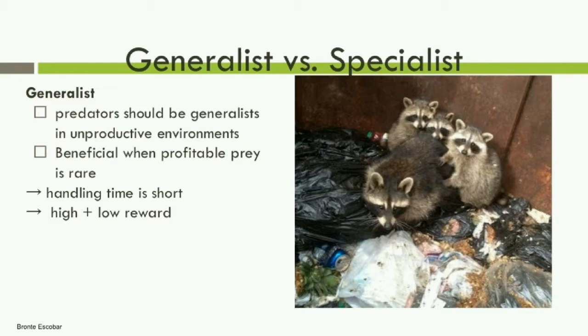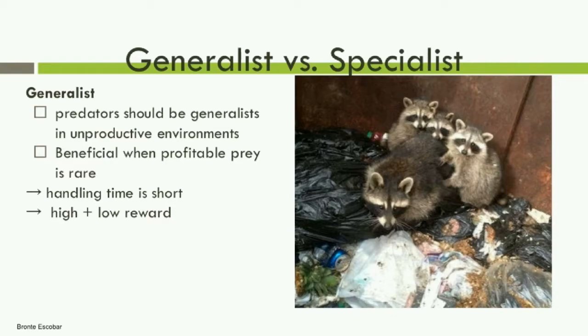Generalists thrive in a variety of environments, and their diet consists of a wide range of items. It is better to be a generalist in an unproductive environment, meaning profitable prey is rare. In this case, generalists consume everything they come across in order to maximize the potential energy from prey. This is because the time it takes to capture, prepare, and eat prey is short relative to their search time.